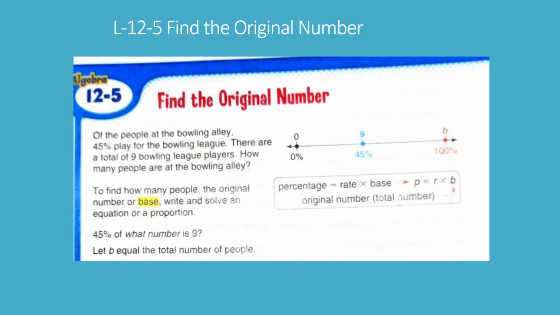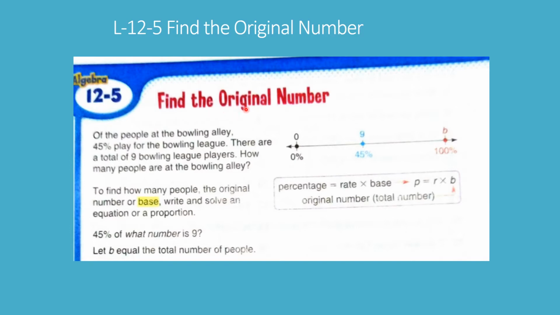Today's lesson: find the original number. Find the original number means the base. For example, in this formula, percentage is equal to rate times the base. The original number means the base, or it is also called the total number, the total amount, or the original amount. What is your aim for today's lesson?